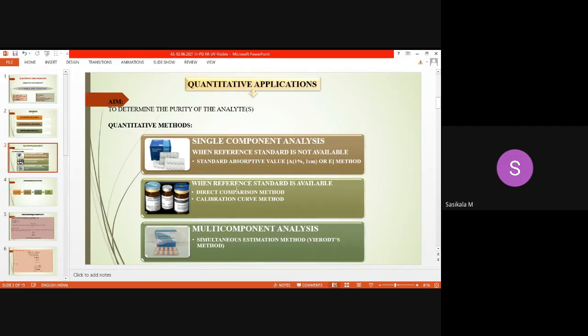After that, your sample absorbance is taken and applied to the graph, and you can extrapolate the reading from the absorbance of the sample you have got from the graph. You can determine the unknown concentration of the sample. So that is called the calibration curve method. This is also widely used in order to get accurate readings. When compared with the direct comparison method, the calibration curve method gives a very accurate reading.